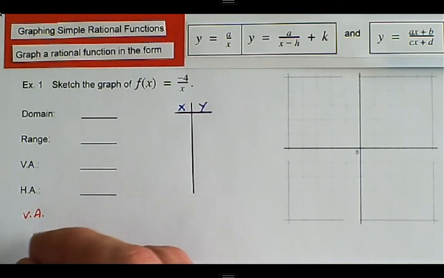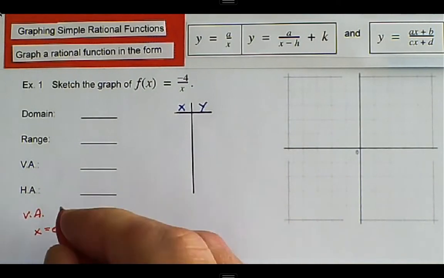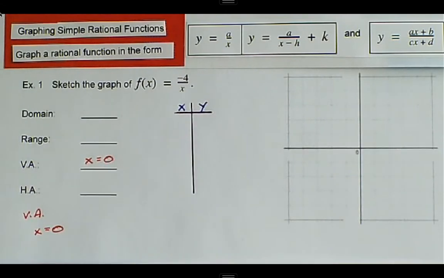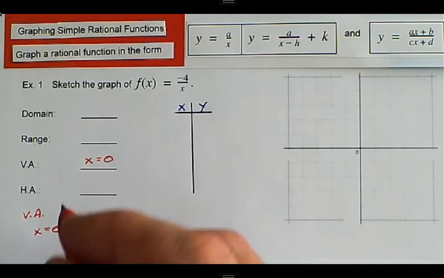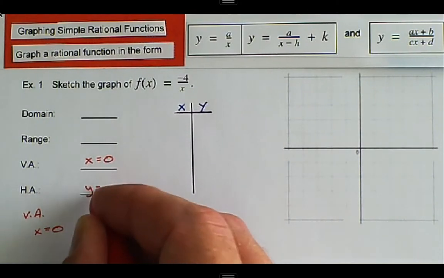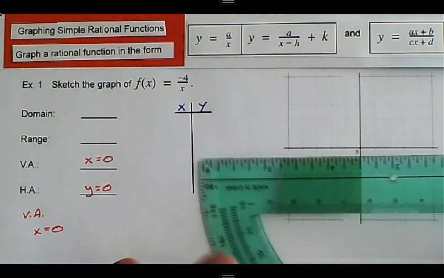So when is x equal to 0? Well, in this case, we don't have to do any math. We already know that the vertical asymptote is when x is equal to 0. And the horizontal asymptote is also going to be y is equal to 0. So we're going to be able to draw those asymptotes.